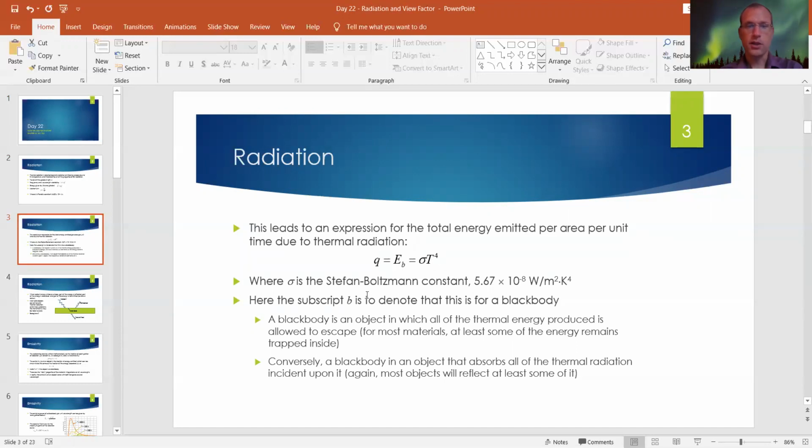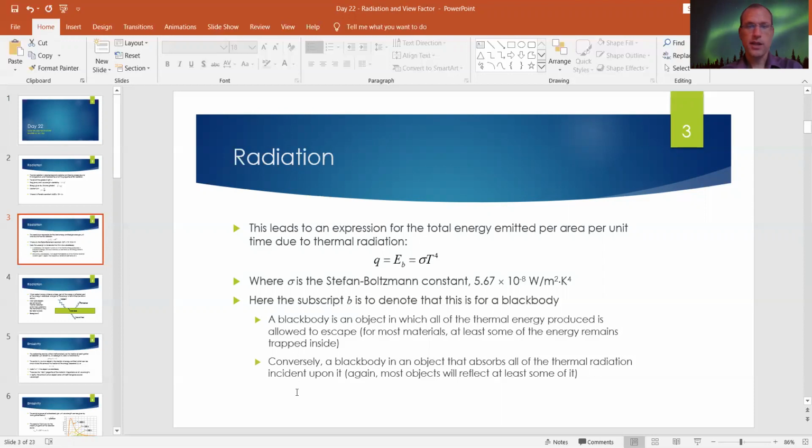The definition of a black body is an object in which all the thermal energy produced is allowed to escape. So this entire sigma T to the fourth energy is escaping the body. For most materials, some of it actually stays trapped inside, so not all of it goes away. There's usually some fraction of it that goes away. Those are not black bodies, but for black bodies, we're assuming it all goes away. So this entire energy, sigma T to the fourth, is what the object is giving up.